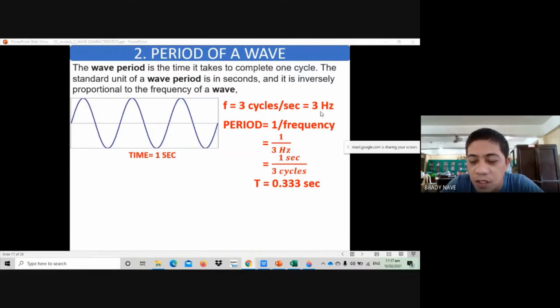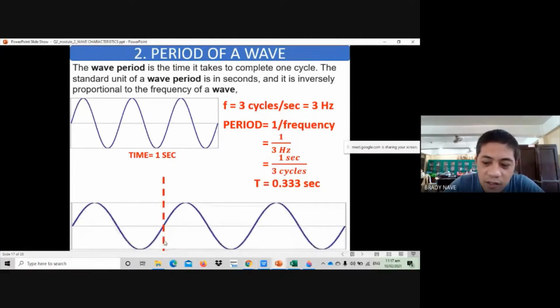When we say reciprocal, the reciprocal of 3 is 1/3. So, i-divide natin ang 1 as the numerator divided by the frequency. So, 1 divided by 3 is 0.33 seconds. So, that is the period. What does it mean? Na sa loob ng isang cycle, in one cycle, nag-consume siya ng time na 0.33 seconds. So, yan ang ibig sabihin ng period. Sa isang cycle, ilang second yan siya.